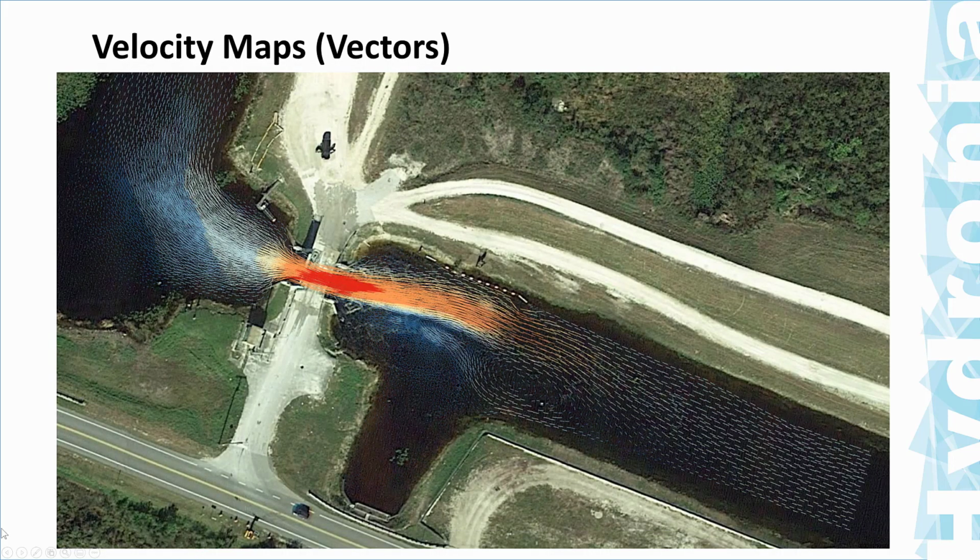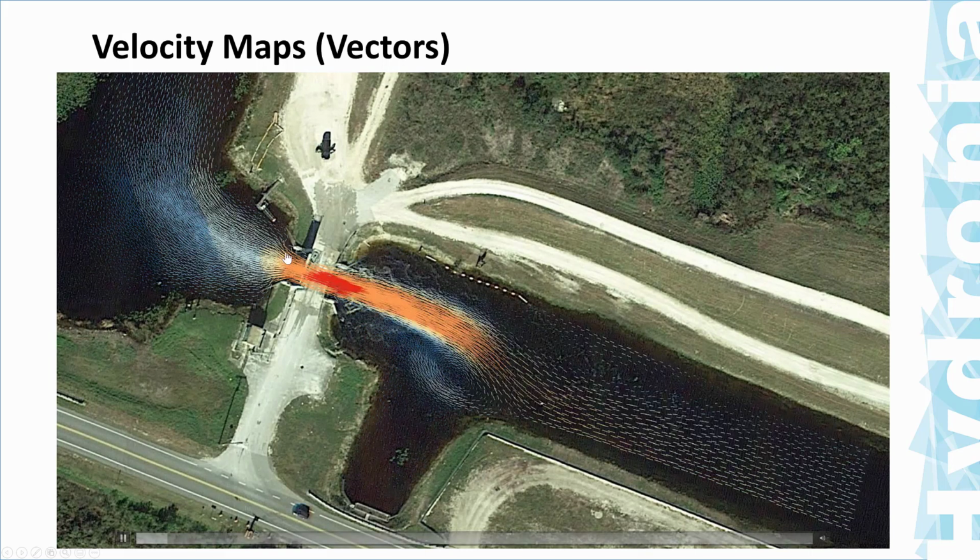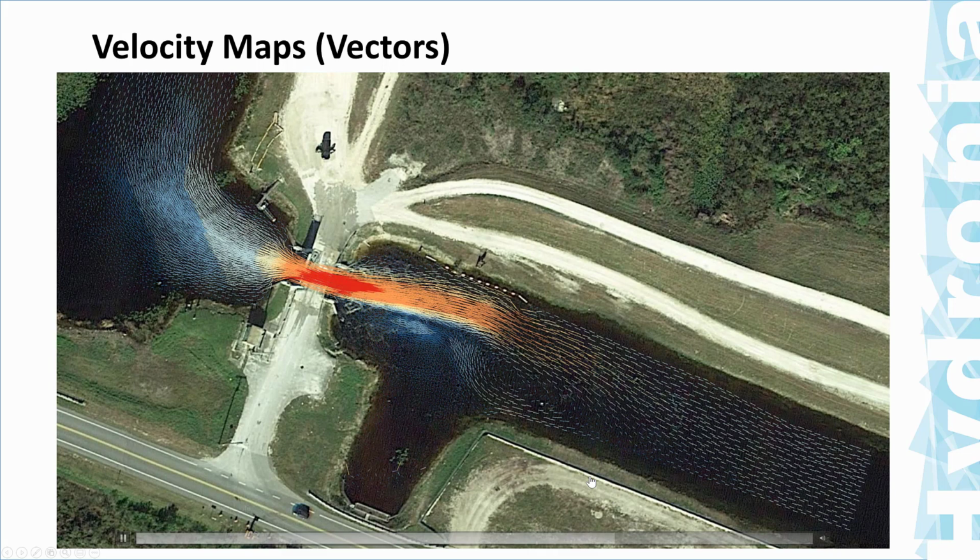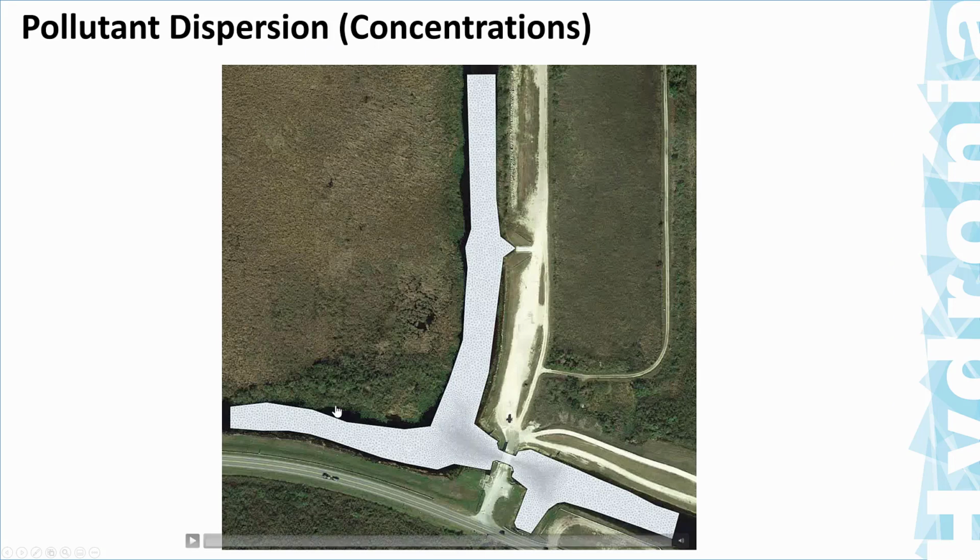You can create animations, as you see here, to look at the eddies that can be formed along the structures. That can be important for hydraulic structures or for bridges, for instance. The model has also a pollutant dispersion component that you can use. This is a spill of pollutant over here, and you can see the concentrations of the pollutant in that structure.